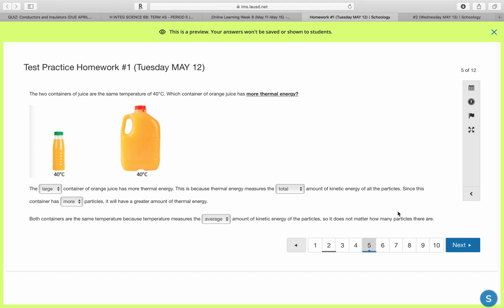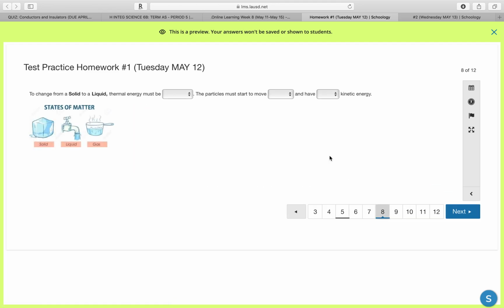All right, and then we're going to also go over number 8. To change from a solid to a liquid, imagine ice being melted into liquid water. Thermal energy must be added. Remember, in a solid, the particles are tightly packed together, but to become a liquid, the particles need to start to spread out. They must start to move faster and have more kinetic energy.